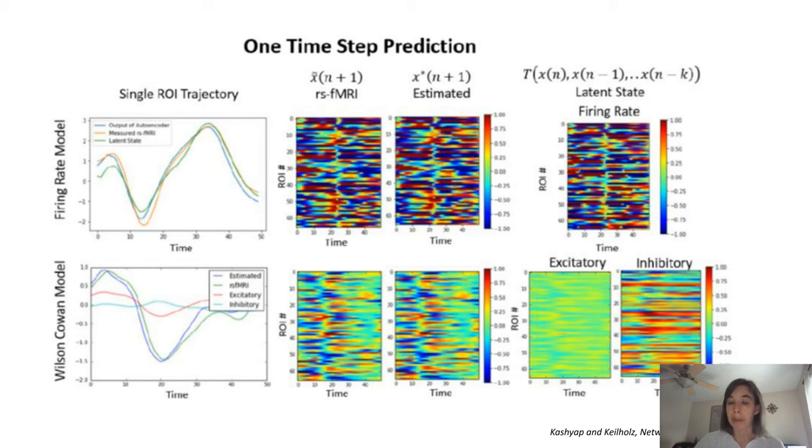But what I think is really exciting about this is now we get estimations of underlying features like excitatory and inhibitory activity, for example, with the Wilson-Cohen model, that we can pull out separately from this resting state MRI data. So I think that will be very cool.